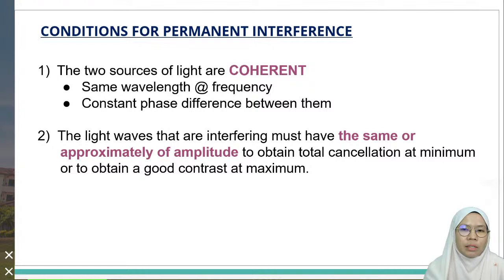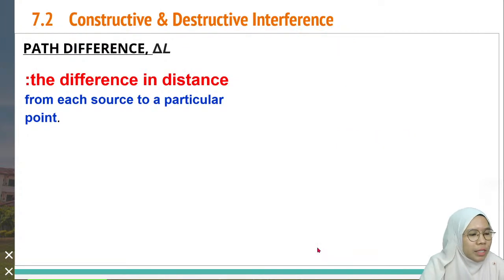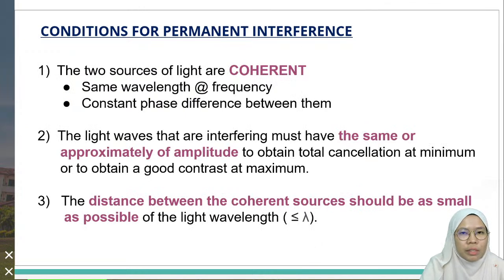Number 3, the distance between the coherent sources should be as small as possible. For example, in Young's double slit experiment, the two sources should be kept as close as possible, smaller than the light wave that we use in the experiment. So just now were the general conditions for interference to occur.